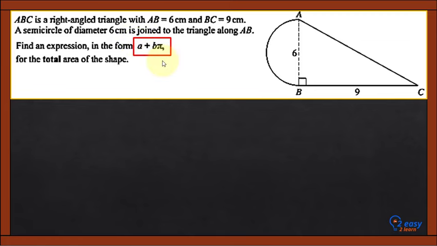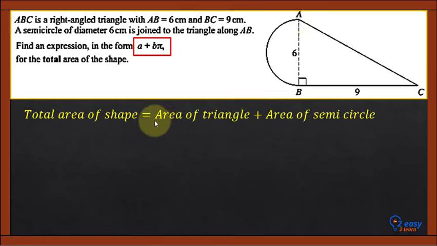So total area of shape, if you look at this diagram, is the area of this semicircle plus the area of the triangle. So we have to calculate the area of the triangle and we have to calculate the area of the semicircle.